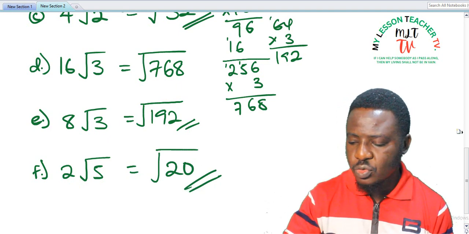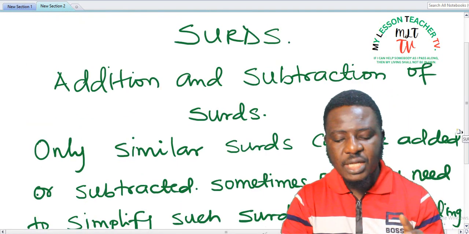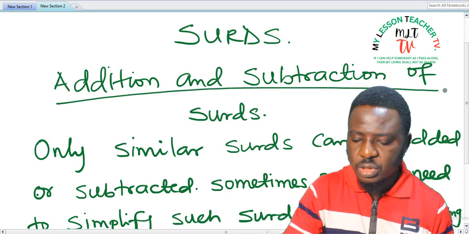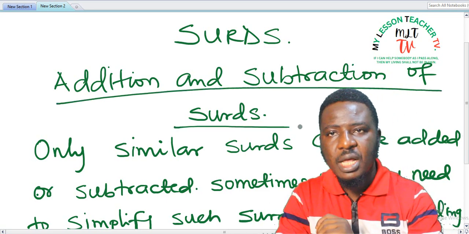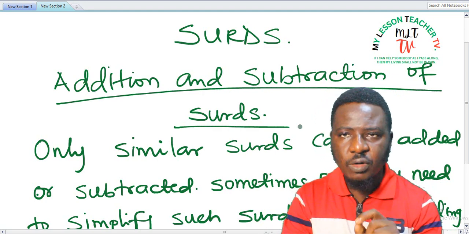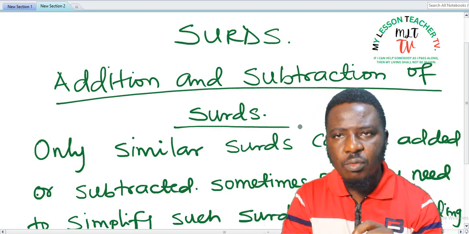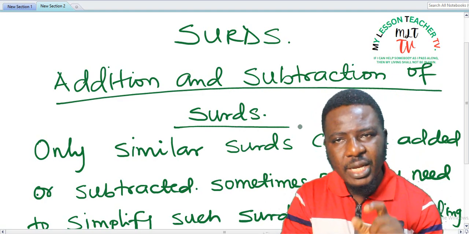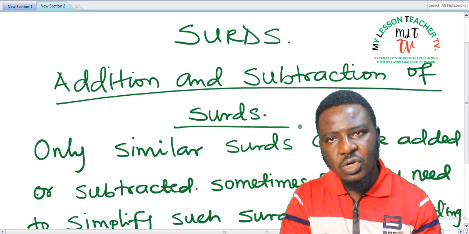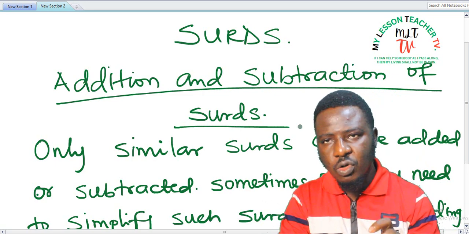Now let's go over to today's class. Today's class we shall be looking at the addition and subtraction of surds. Having learned how to convert from single surd forms to their basic surd forms, as well as from basic surd forms to single surd forms, this will enable us in the addition and subtraction of surds.